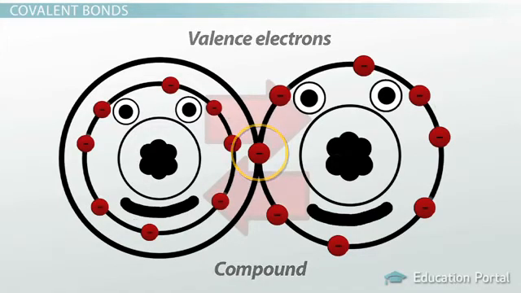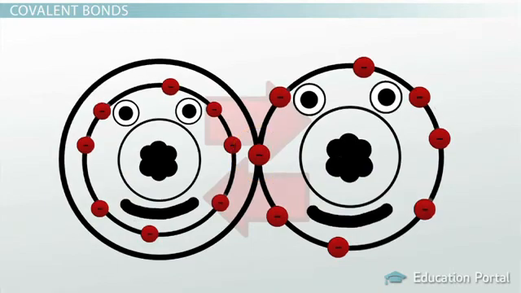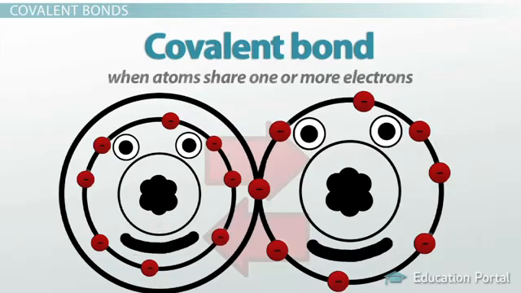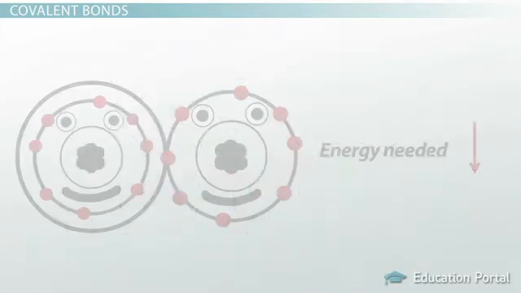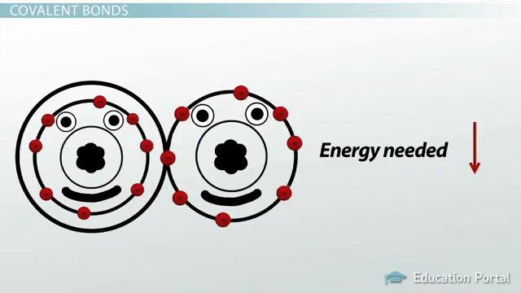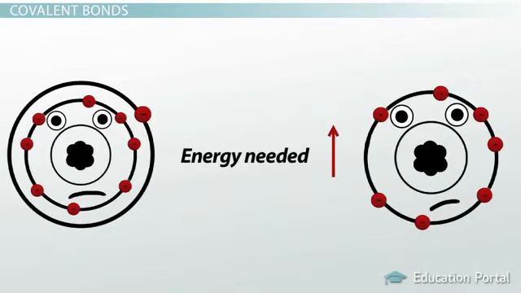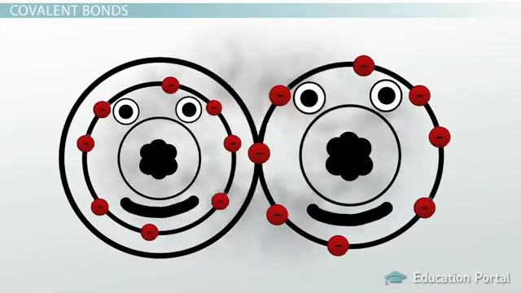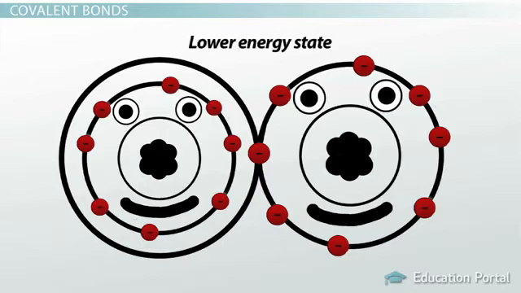When 2 atoms share electrons to fill their outer shell, it is called a covalent bond. A covalent bond is when atoms share 1 or more electrons. Covalent bonds form because the energy exerted to stay together is much less than the energy needed to break them apart and form isolated atoms. This is because the chemical reaction releases energy, and each atom moves to a lower energy state when they enter the bond.